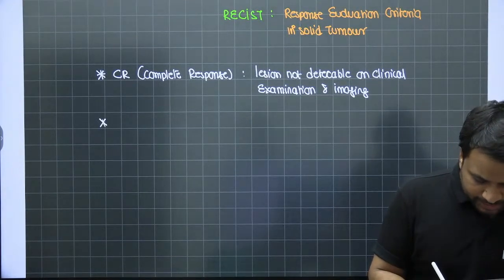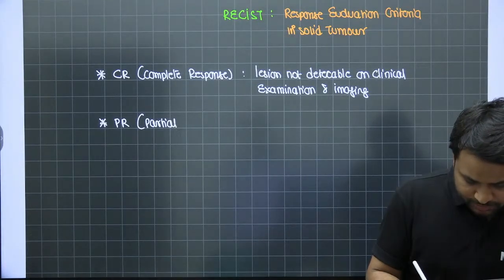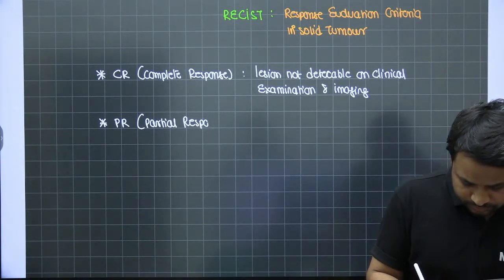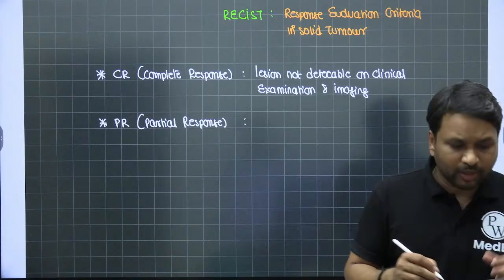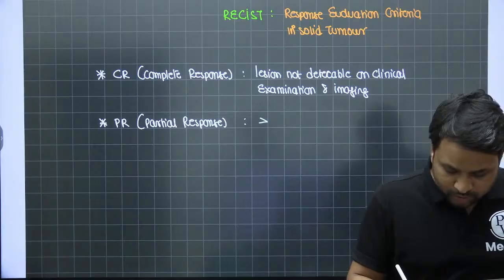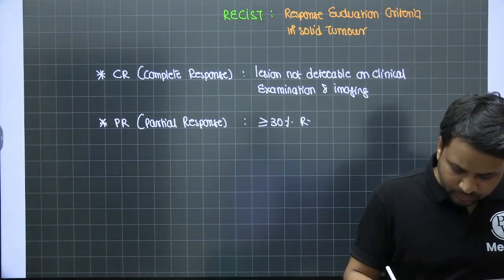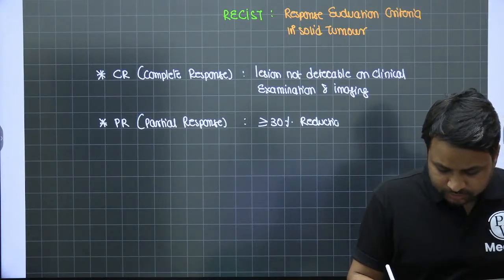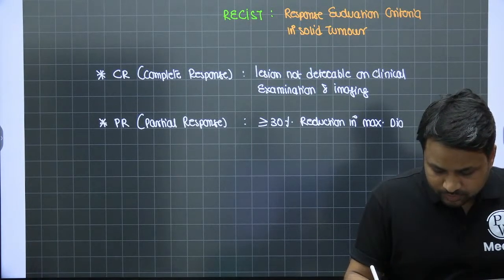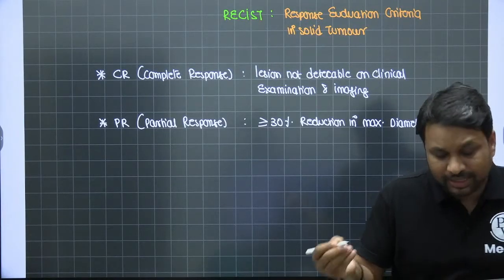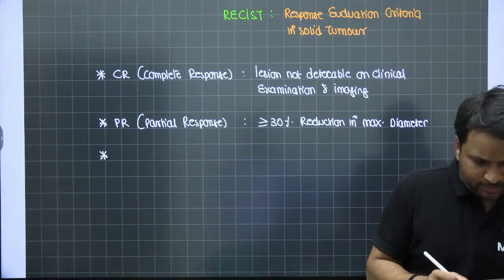Then there's something called PR. PR stands for partial response. Now, in a partial response, we can say there is more than or equal to 30% reduction in maximum diameter. So whichever orientation the maximum diameter is in, there's a 30% decrease. That's called a partial response.